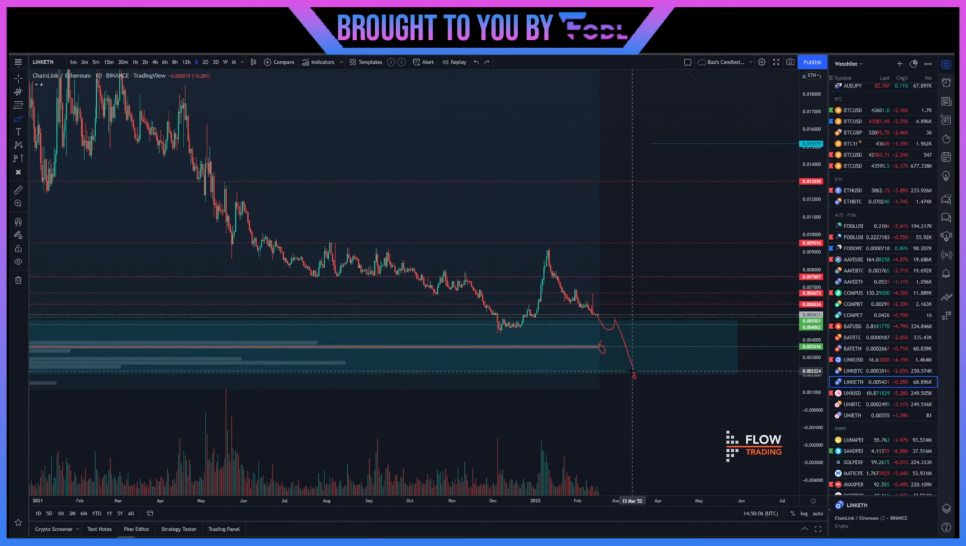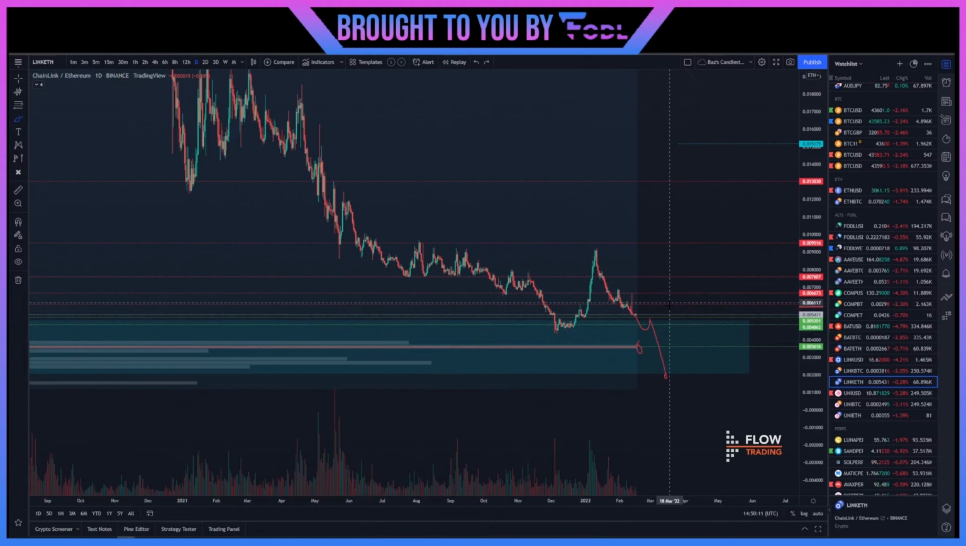This is the value area high, this is the value area low of this balance. So you just have to keep that in mind. Break below this level here, around about 5,300, and I think we go much lower. So that is Link versus ETH.